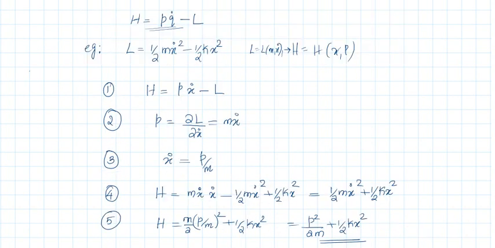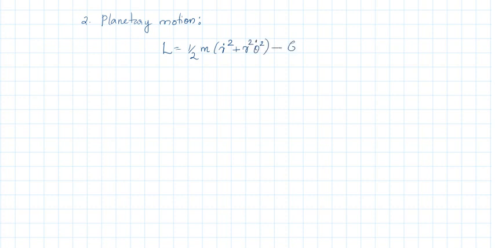Okay. Now you consider the case of planetary motion. What is the Lagrangian for planetary motion? It is half m, r dot square plus r square theta dot square, plus GMm by r. Not minus, it is plus, because potential energy is minus GMm by r. L is T minus V.